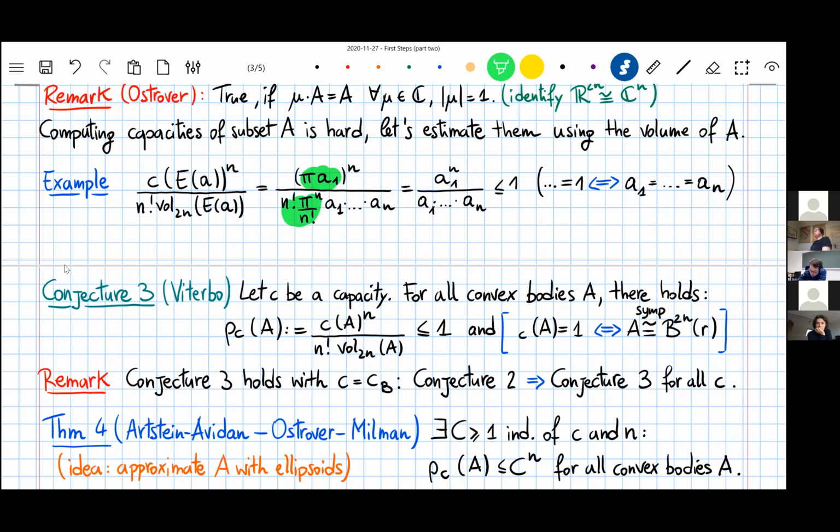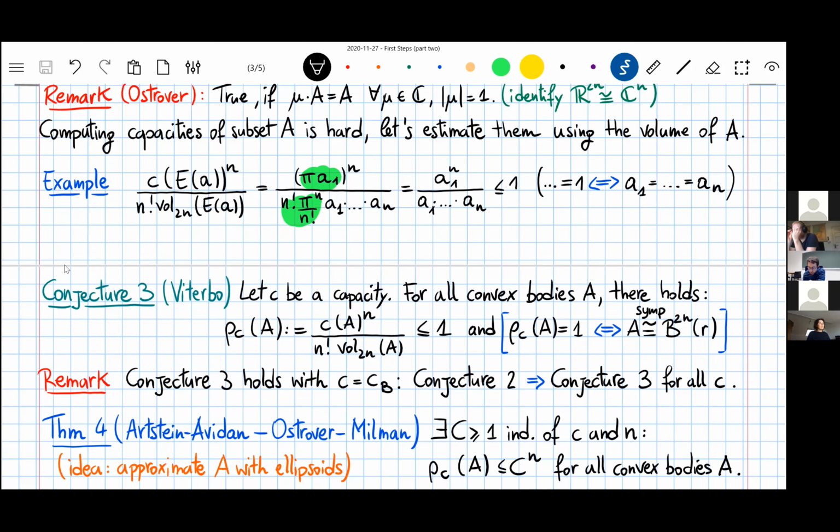And here is a typo. It should be equal to 1 exactly when A is symplectomorphic to a ball. Okay, so you can think about this as being motivated by the example above. Still, here you see now some kind of similarity with the case of the systolic inequality in Riemannian geometry. So here we're also considering this ratio between some measurements. Before it was the systole, now it's the capacity divided by the volume.